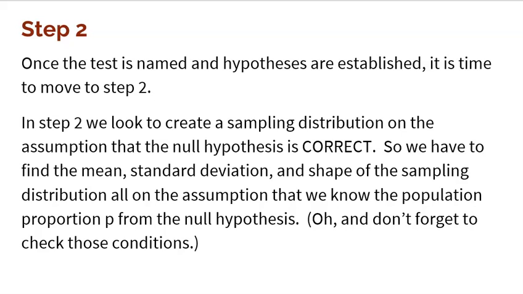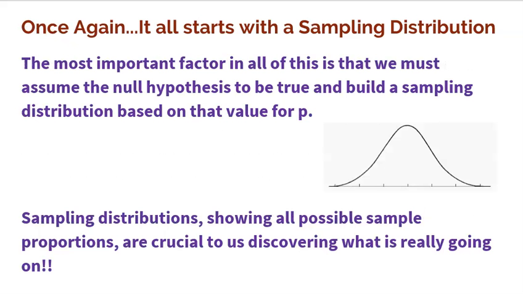Again, just like assuming that an arrested person is innocent before we officially sentence them to jail or something like that. All right, so we have to find the mean, we have to find the standard deviation, and we have to find the shape of the sampling distribution, all on the assumption that the population proportion p is true from the null. And oh yeah, don't forget, you have to check the conditions with each part of that.